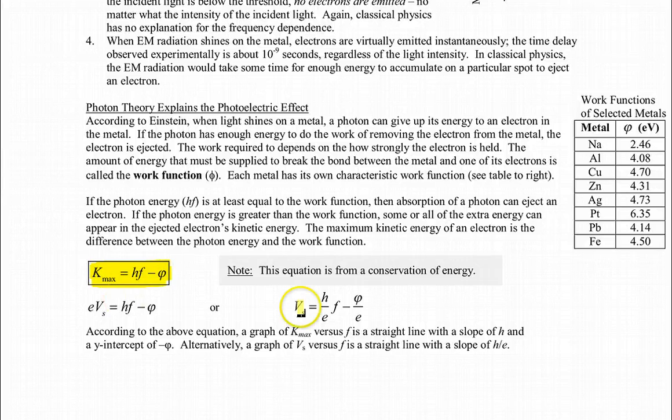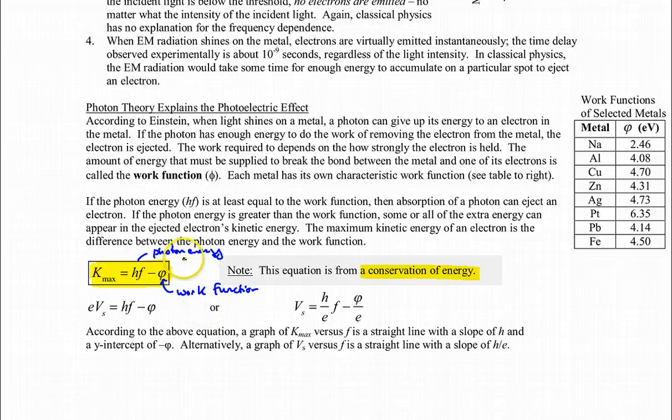This is really just a statement of the conservation of energy. This hf represents the photon energy, and this little funny symbol phi here represents the work function. This is the amount of energy to liberate the electron. And the difference between these two represents the kinetic energy. Now, it all depends on whether that photon energy is larger than the work function.